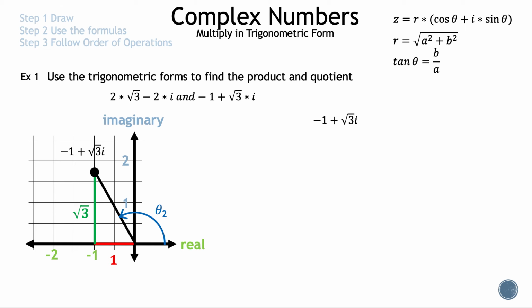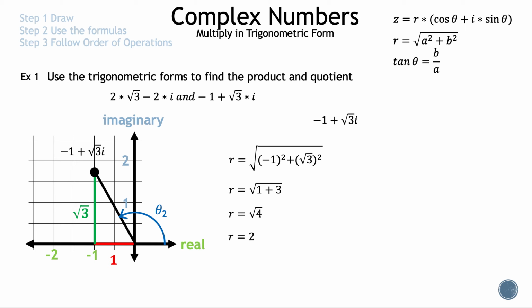Let's start with the modulus. If you don't remember the formula, we have a right triangle, so we can use the Pythagorean theorem to solve for the hypotenuse or the modulus. Let's substitute negative 1 for a and square root of 3 for b. So now we have r is equal to the square root of negative 1 squared plus square root of 3 squared. Now let's simplify. So now we have r is equal to the square root of 1 plus 3. 1 plus 3 is 4, and the square root of 4 is 2. So r is equal to 2.